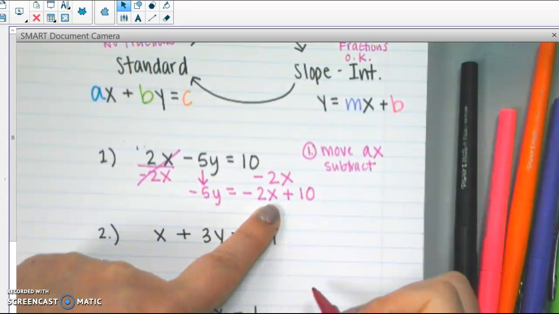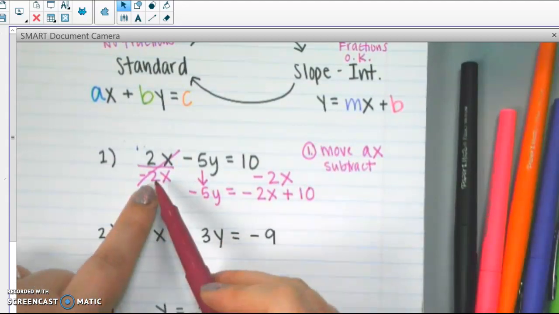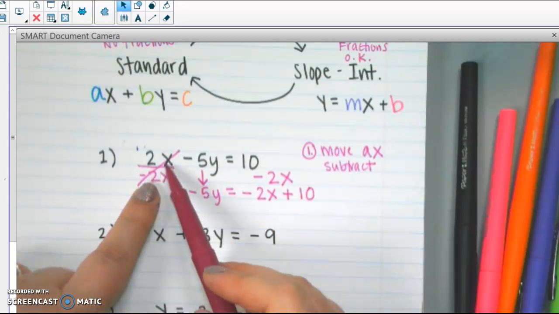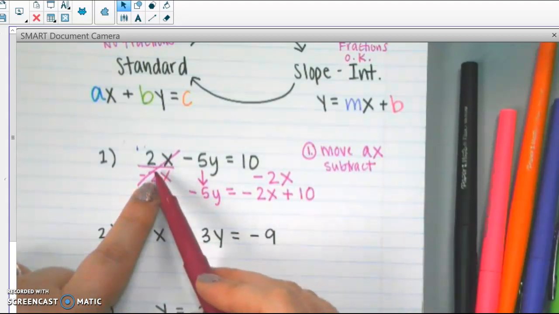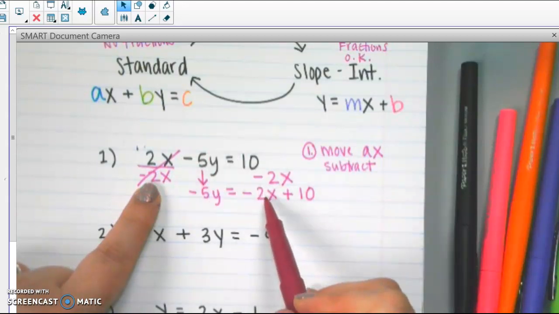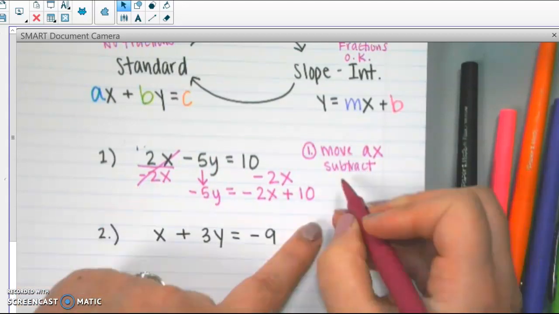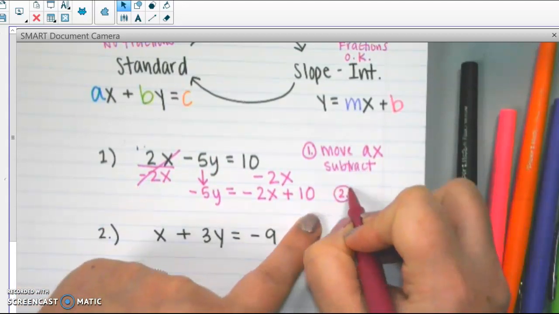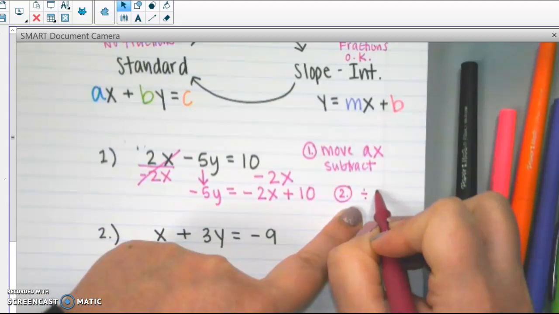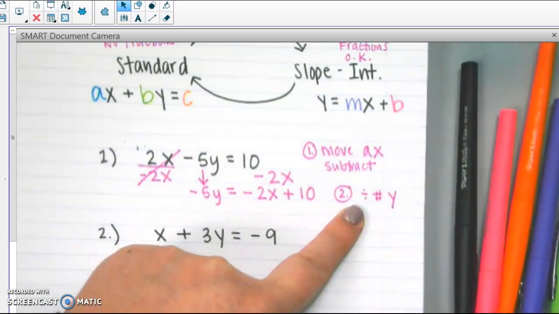All right, so that was the first step. I moved the 2x over to the other side. And really, the only thing that did different was instead of it being a positive 2x on the left, it's a negative 2x on the right. And I just smushed it right in front of that positive 10. All right, and step 2, divide by the number in front of y.